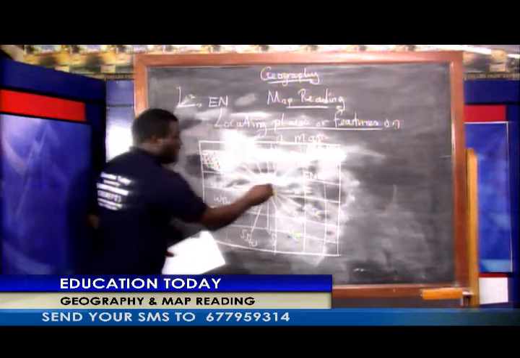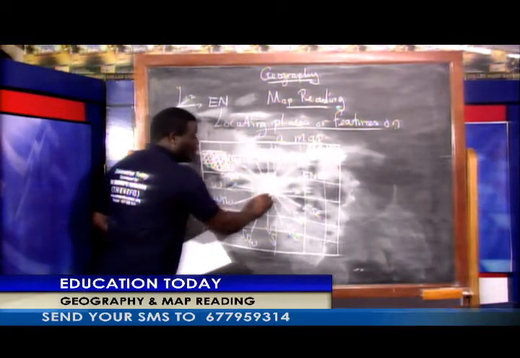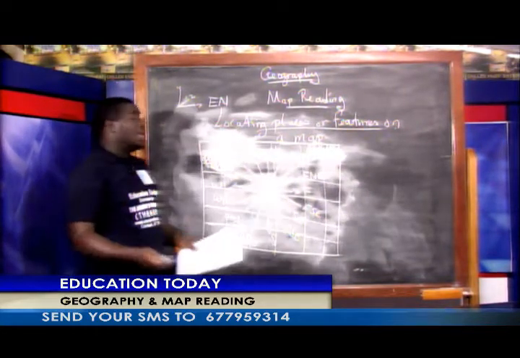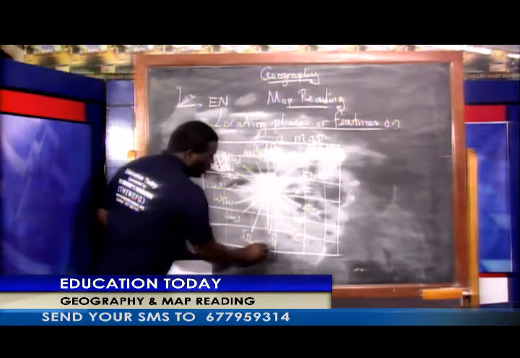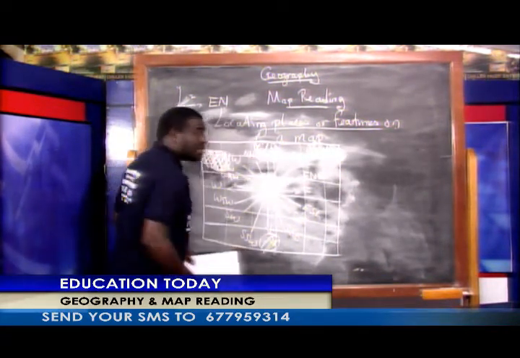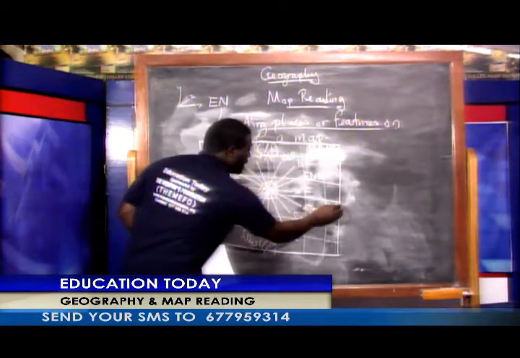If the feature is found in the center of the map, it's simple, you just say it's found in the center of the map. If it's found in the north, you say it's found in the north. If it's in the south, you say it's found in the south. What if then it covers the whole of this area?